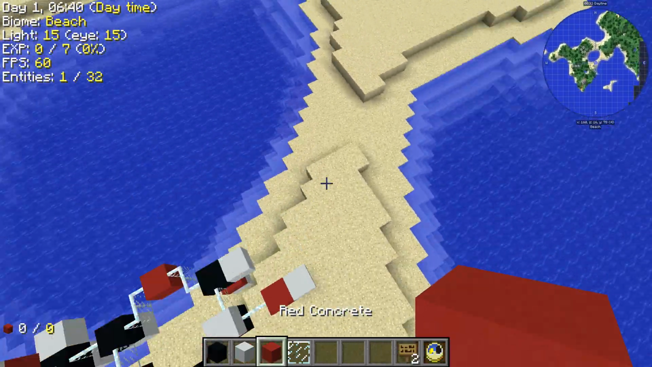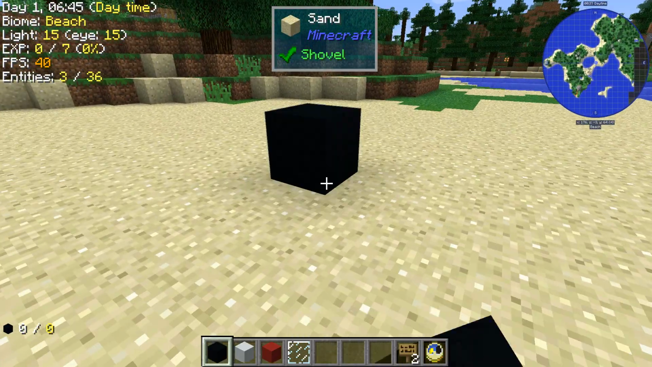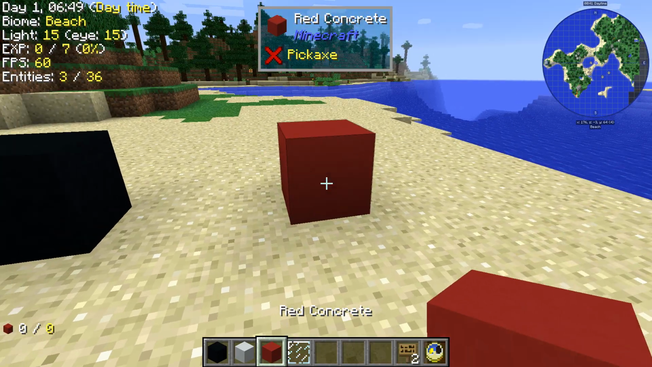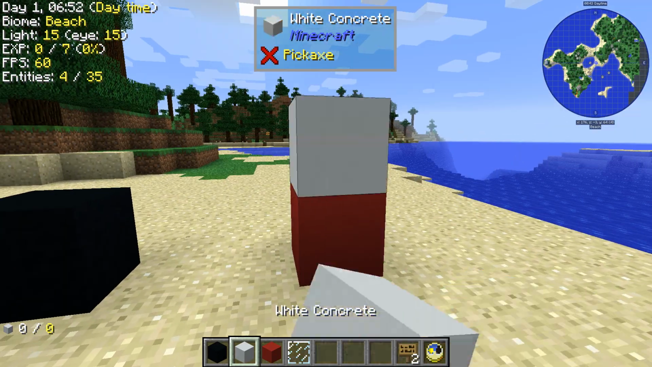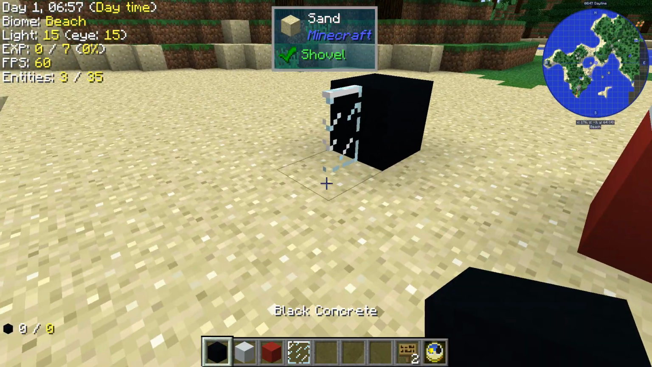I've got a couple different blocks here. I'm going to go off to the side and demonstrate what they mean. This is a carbon atom. This is an oxygen atom. And this is a hydrogen atom. Glass panes indicate chemical bonds.